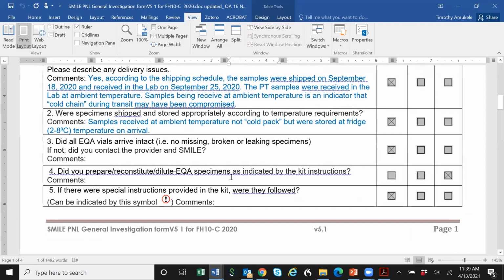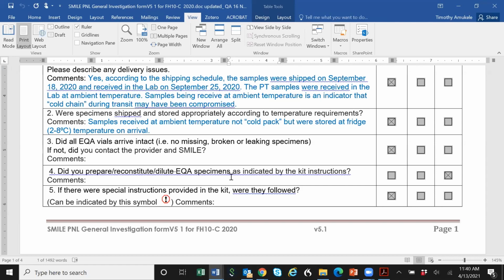Okay. So second question, were samples shipped and stored appropriately according to temperature requirements? We responded by saying samples were received at ambient temperature and not cold pack, but were stored at fridge temperature on arrival. So when we got it, we put it in the fridge. I won't read everything for you, but you received this. And I would encourage you to use something like this as a template because it helps you. Otherwise, as I said before, it's just a lot harder. It's much easier to achieve and maintain quality if you have templates and things like this that can help you along.